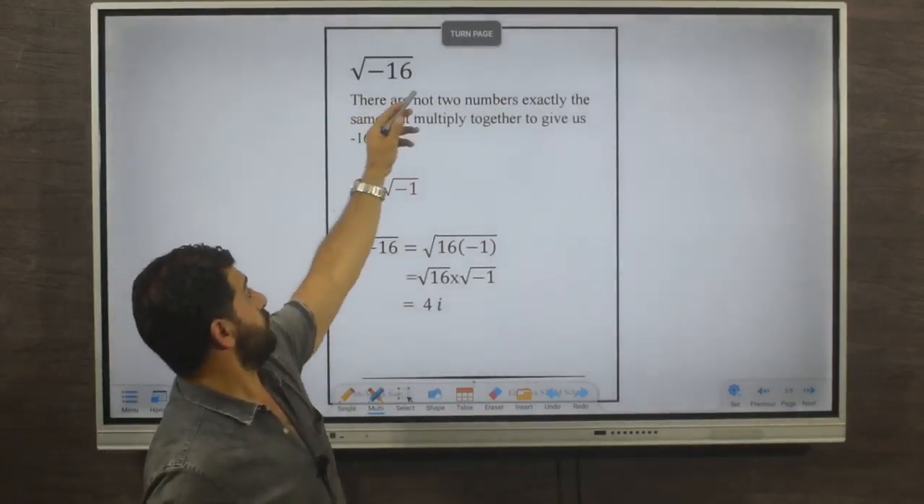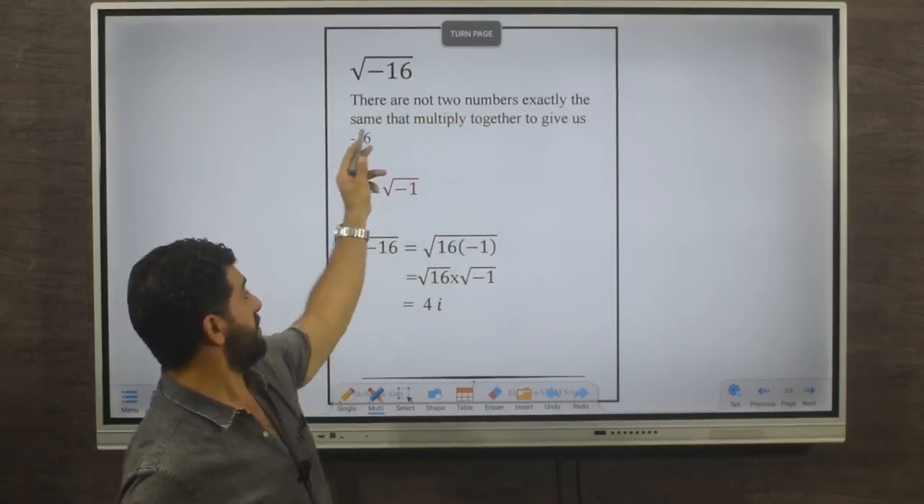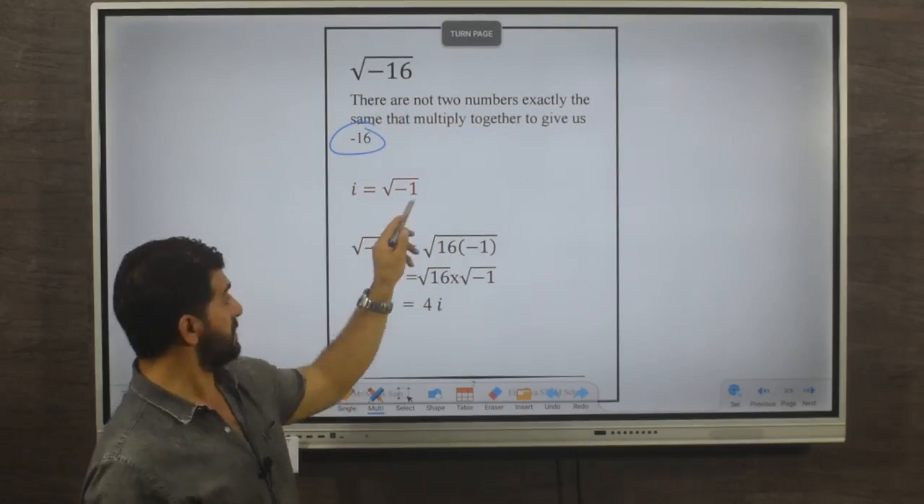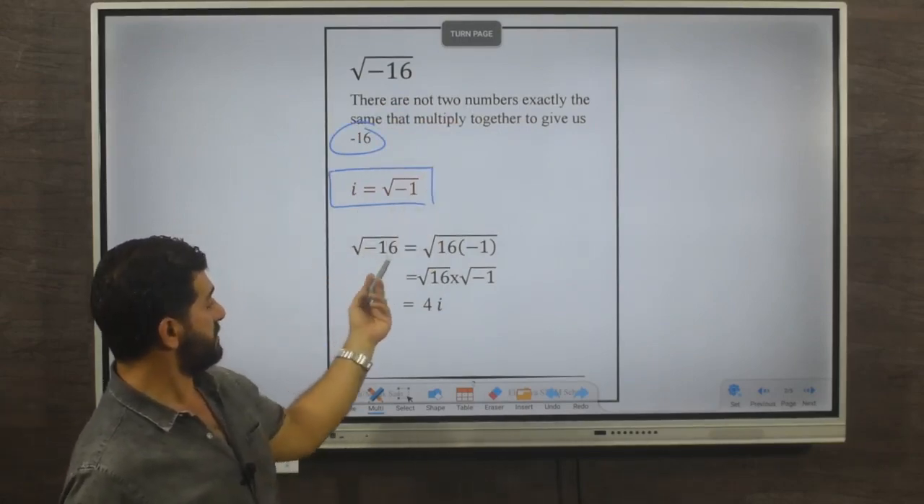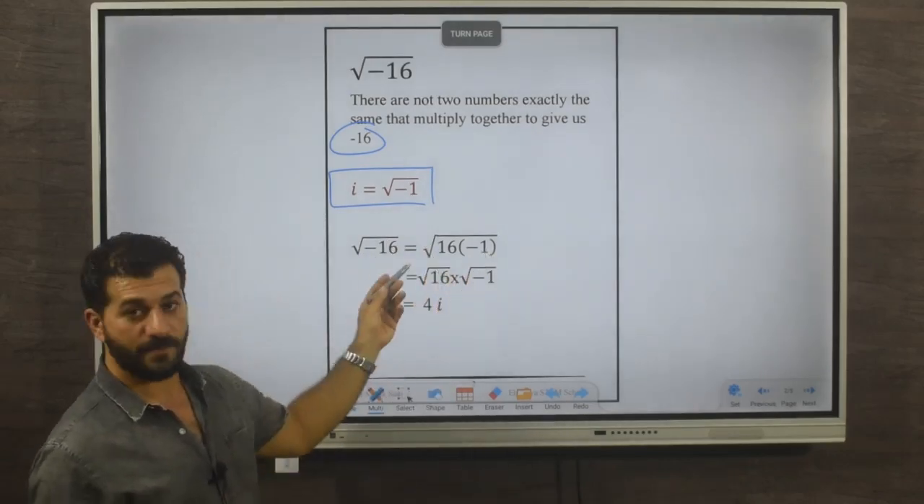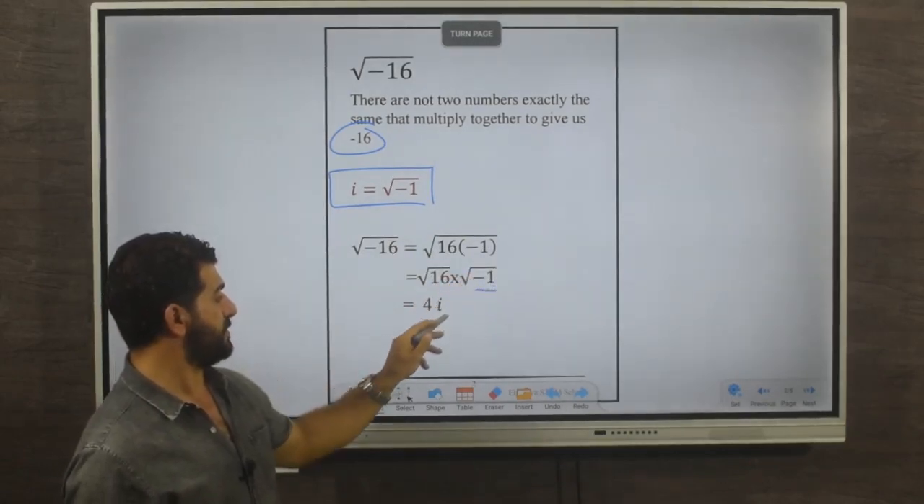So as I said, for the square root of negative 16, there are not two numbers exactly the same that multiply together to give us negative 16. And what is i? It is the square root of negative 1, as I said. So the square root of negative 16 is the square root of 16 multiplied by negative 1. I wrote them as the square root of 16 multiplied by the square root of negative 1, which is i.